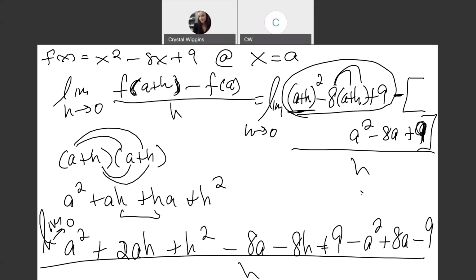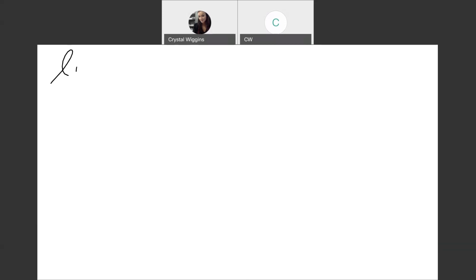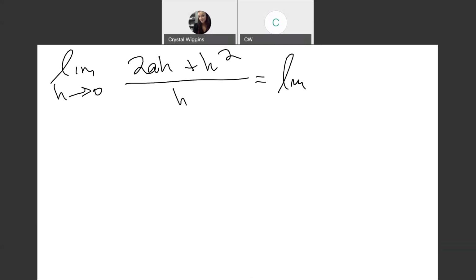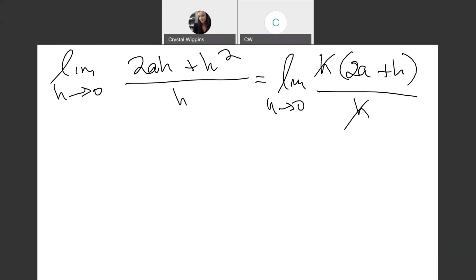So now I'm going to go through, and my hope is that the only thing left is terms with h in it. So I have a positive 9 and a negative 9, a positive 8a and a negative 8a. I have a positive a squared and a negative a squared, leaving me with just terms with h in it. And my next step would be to factor out the h. So we're now at the limit as h approaches 0 of 2ah plus h squared over h. We factor out the h in the numerator to get h times 2a plus h over h. The h's cancel, we let the h go to 0, and the derivative is 2 times a, where a can be any number, and now we actually have a formula to find the slope of any tangent line to this parabola given a value a. And this concludes our section on 2.6.